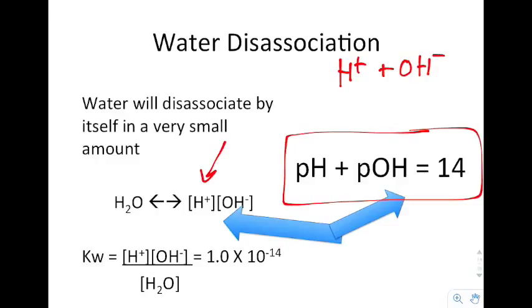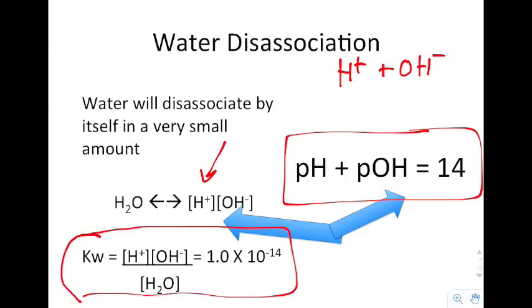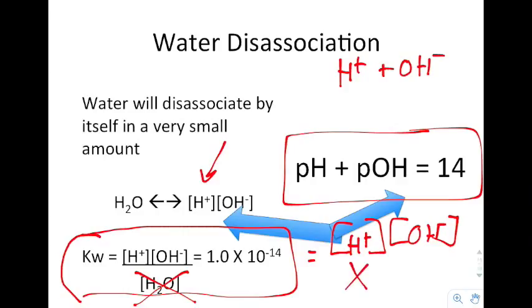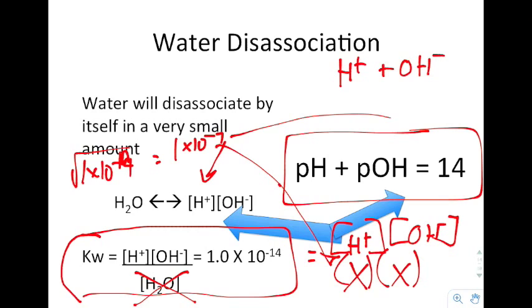Whenever you do this, you write what's called a K expression, just like we did in the last unit. You can look at the hydronium ions and the OH minus ions, and this simplifies where it does not include the water, because remember, water is a liquid and liquids don't go in these expressions. So that equals 1 times 10 to the minus 14th. For every one of these you produce one of these. This is kind of a review from the last unit. Because of that, you have 1 times 10 to the minus 14th equals x squared. Take the square root and you get 1 times 10 to the minus 7th. That's the value for this x, and that's the value for this x.